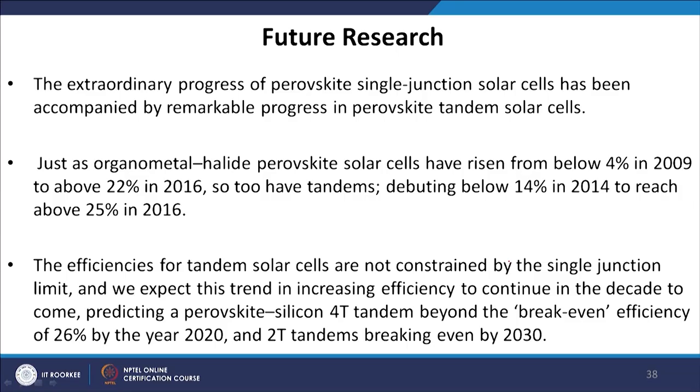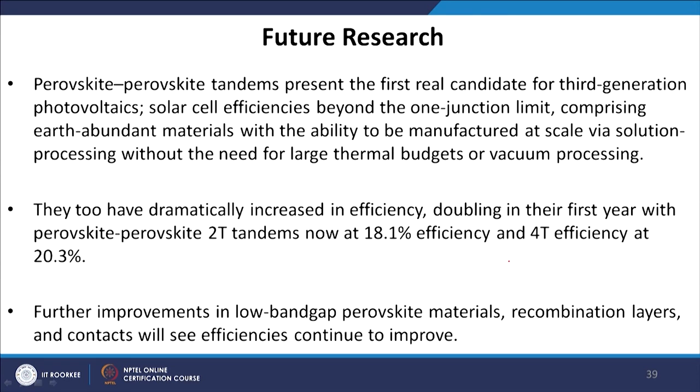The efficiency for tandem solar cells is not constrained by the single junction limit, and we expect the trend of increasing efficiency to continue in the decades to come, predicting perovskite silicon four terminal tandem devices to break the break even efficiency of 26%, and two terminal devices by 2030. So now it is possible to increase the efficiency even more than 30%.